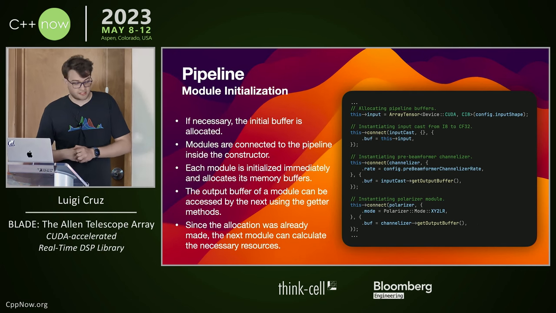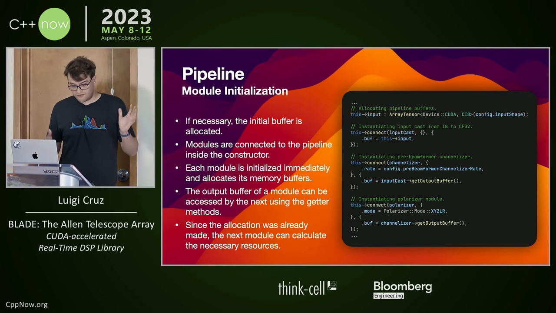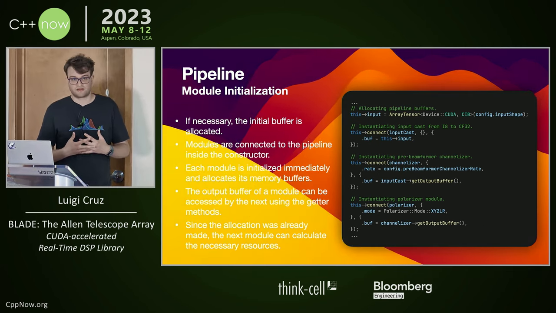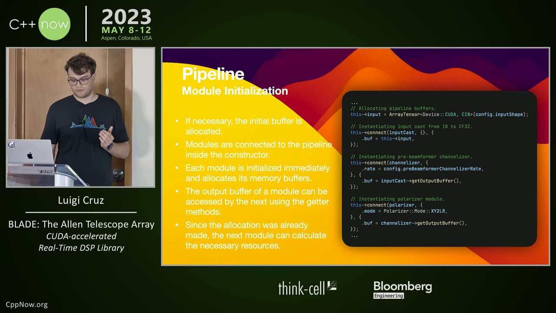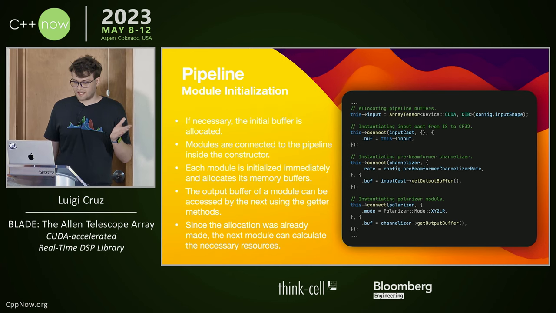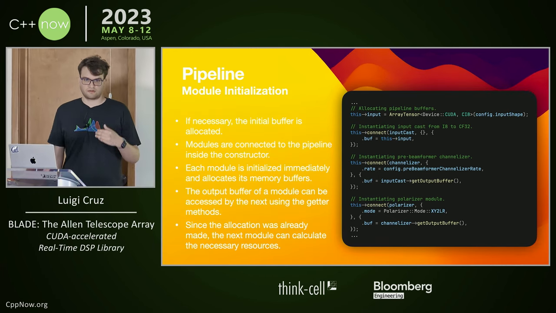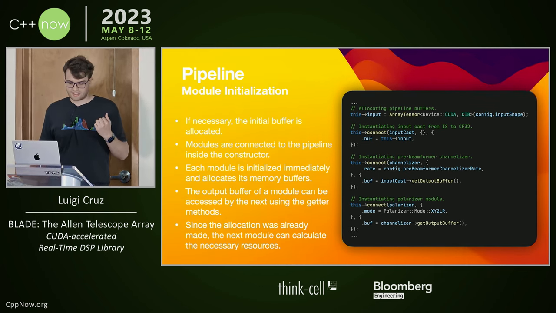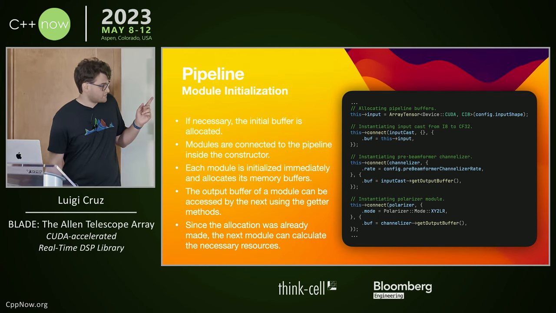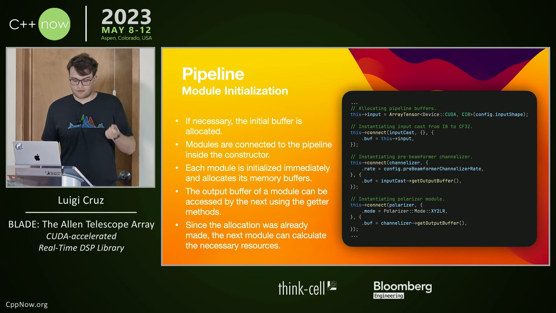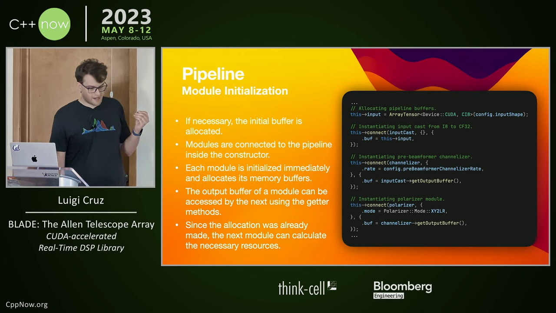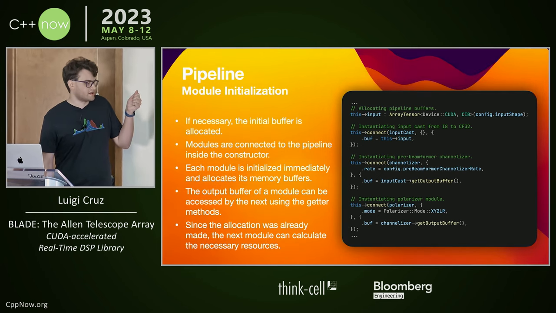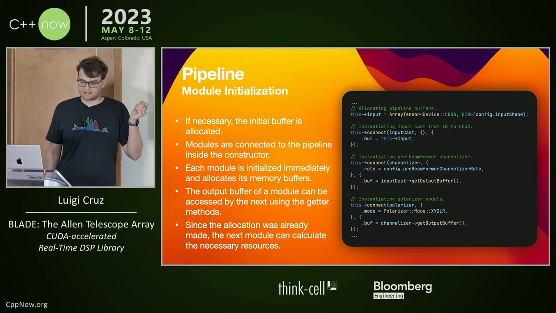This is an example of initialization of the pipeline. Very simple, we start by allocating some initial buffer memory containing the input of the first block. Then we declare the first block, in this case a casting module, because the telescope produces 8 bits and we use 32 bits, so we need to cast that. Later, we access the output of the first cast module with the getters that I talked about previously, and then connect the second module to the pipeline and so on. Behind the scenes, the pipeline will initialize its module immediately, so you can connect the other one using the previous as a dependency.